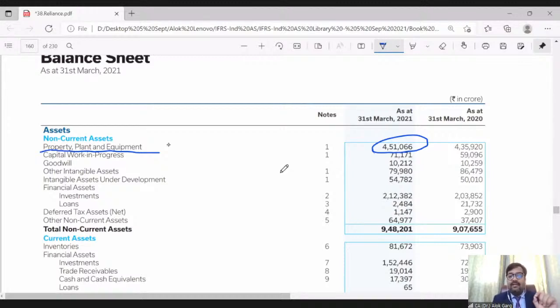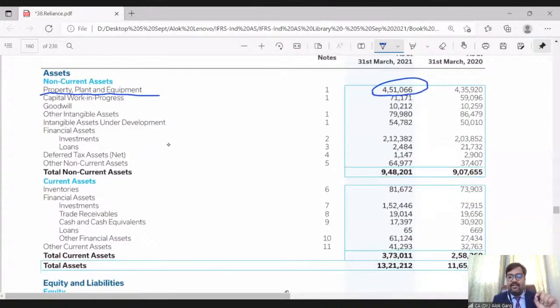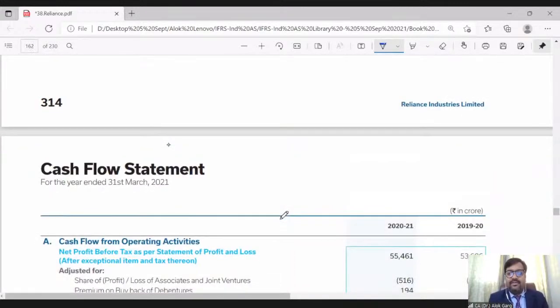And you can see that this is the largest line item on the asset side, right? The total asset side of Reliance Industries Limited's consolidated balance sheet is 13 lakh crore. And out of 13 lakh crore, 4.5 lakh crore belongs to your property, plant and equipment, right? Let's see the schedule of this property, plant and equipment. What is there in the property, plant and equipment of Reliance Industries Limited?